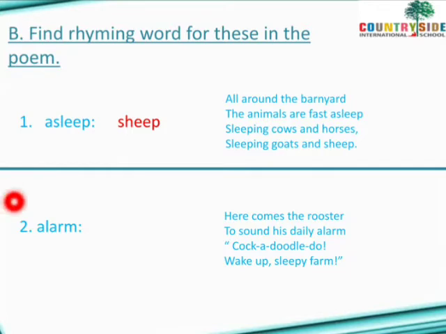Now alarm. So we have to find out the rhyming word of alarm from this stanza. Here comes the rooster, the sound his daily alarm. Cock-a-doodle-doo, wake up sleepy farm. Alarm, farm. Yes, so I hope you understand the concept of rhyming words and how to find the rhyming word from the paragraph.